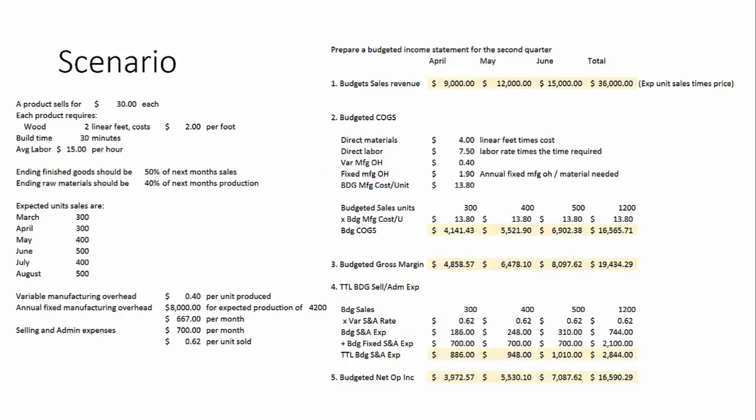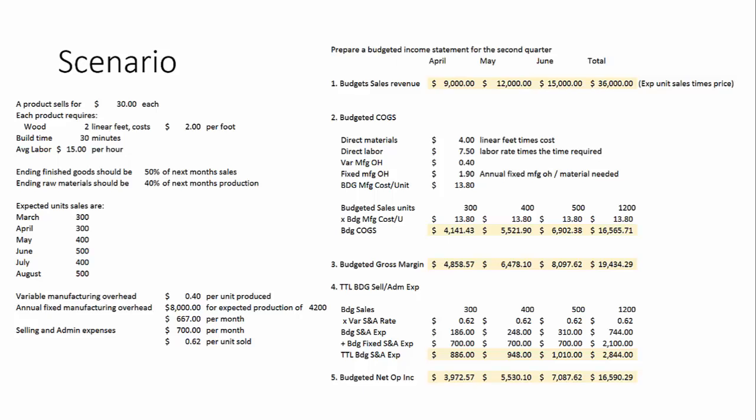So here's what we do. First of all, we need a sales revenue piece of information because we need to calculate what our sales units times sales price is. So our expected revenue for the month of April, for example, will be the 300 sales units that we expect times the $30 selling price. So 300 times 30 equals $9,000 in revenue. So that's how we're calculating that first piece of coming up with the expected revenue dollars.